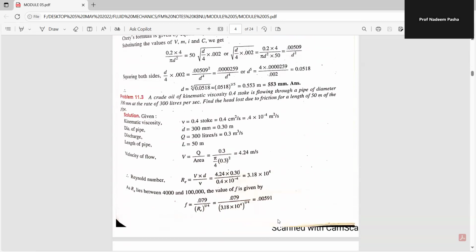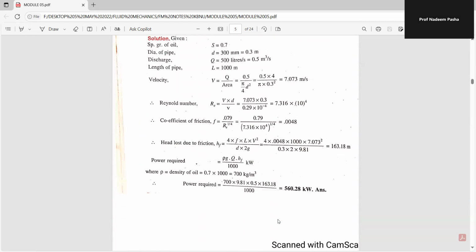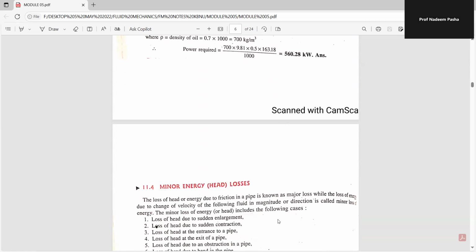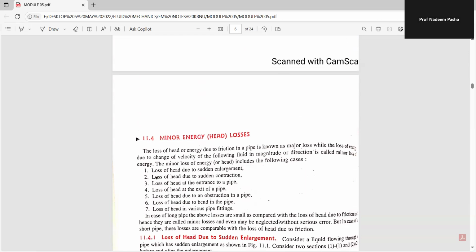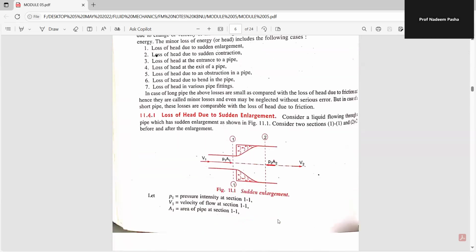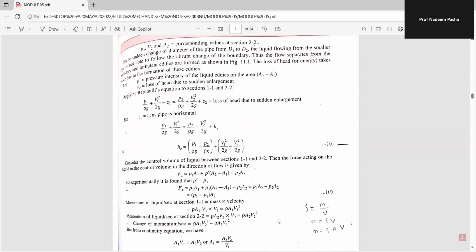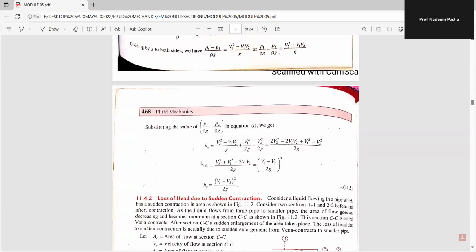After that, what we did was we studied about minor losses in pipe, that is loss of head due to sudden enlargement, loss of head due to sudden contraction, loss of head at the entrance of the pipe, loss of head at the exit of the pipe, loss of head due to obstruction in the pipe, loss of head due to bends in the pipe, loss of head in various pipe fittings. So the loss of head due to expansion formula is very simple and easy to remember. h equal to (V1 minus V2) square by 2g.